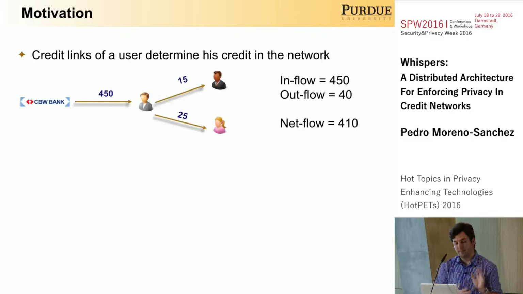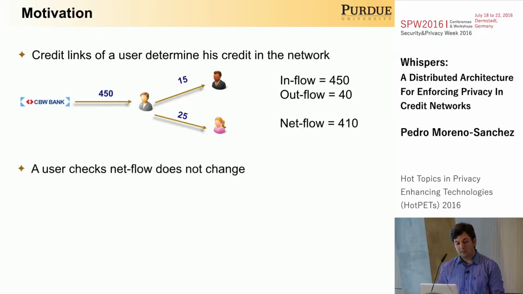So imagine that we have this simple network here. Bob can look at his local links and can determine that his inflow is 450 credits, that his outflow is 40 credits, and obviously his net flow, the difference between the inflow and the outflow, is 410. And the idea is that Bob can compute this information locally, independently of the state of the complete other part of the network. He doesn't need to know the state of the rest of the network.